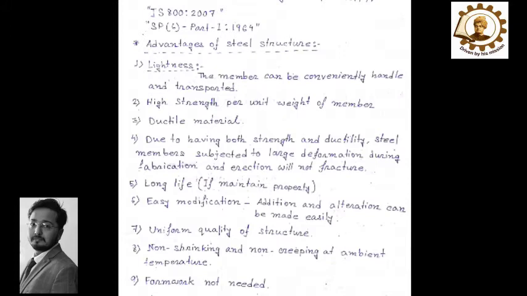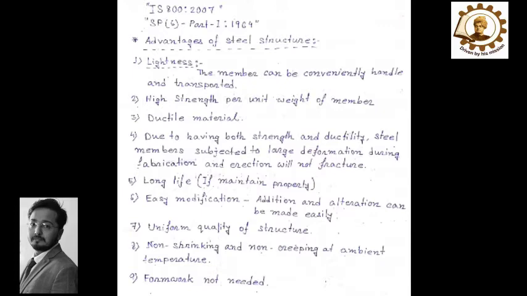Steel structure has some advantages and some disadvantages. First of all, I would like to discuss the advantages of steel structure. First property is lightness. As steel structure is comparatively light, the members can be conveniently handled and transported. Second advantage is high strength per unit weight of member.